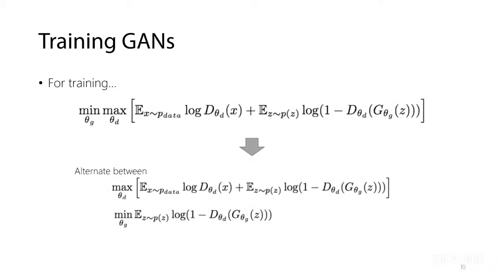But there are several well-known tricks. The first thing is that, instead of solving the Minimax game problem all at once, a very common strategy is to just alternate between maximization and minimization.